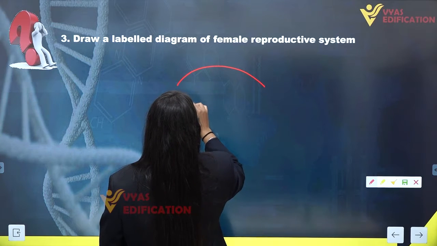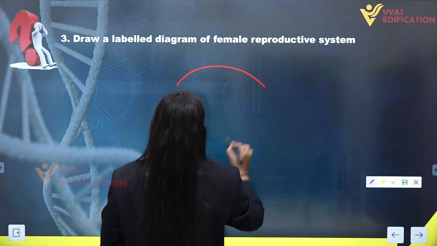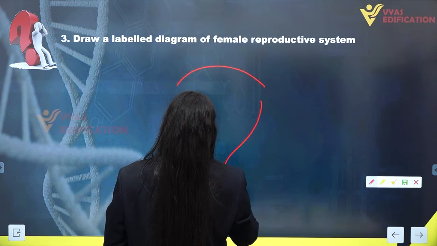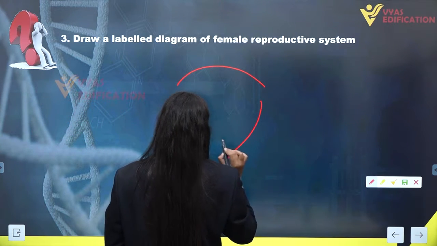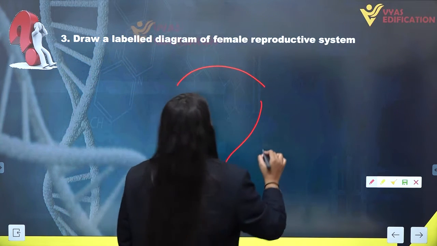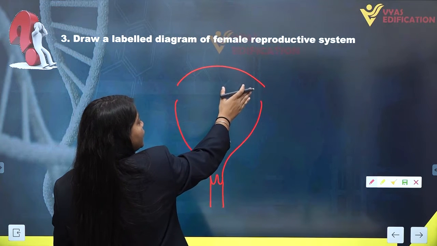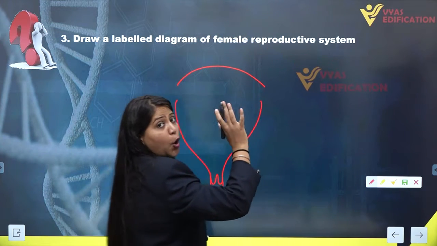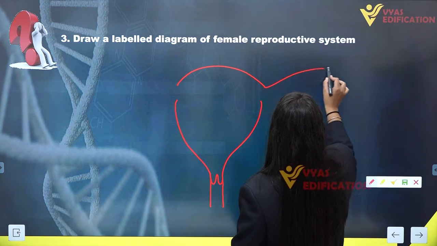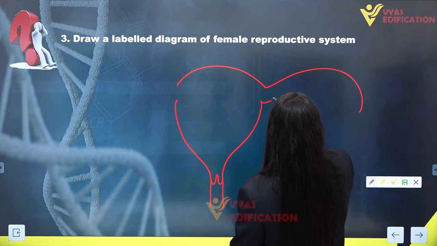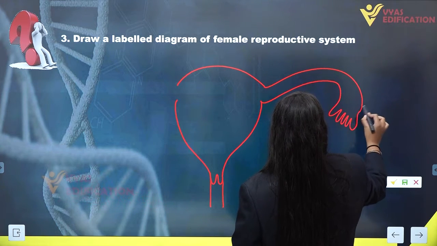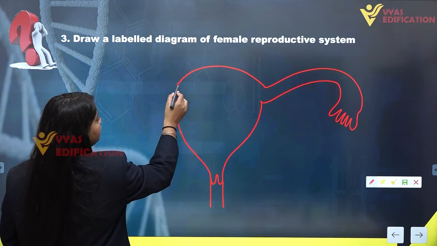This is the uterus, which is inverted pear shaped. This is the cervix, and finally we have the vaginal canal. Now this swollen portion you can see is the fundus part of the uterus. From here a fallopian tube arises like this, and the finger-like projections at the end of the fallopian tubes.